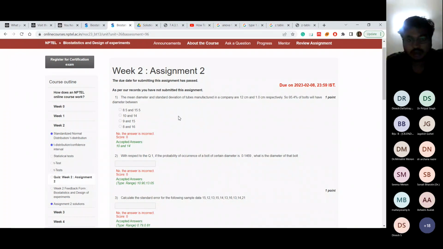Yes, sir. So the first question is: the mean diameter and standard deviation of tubes manufactured in a company are 12 centimeter and 1 centimeter respectively. So 95.4% of bolts will have a diameter between, and these are the options. So we know 95.4% of data falls under two standard deviations. The area of the curve under minus 2 sigma to 2 sigma is 95.4%. So all we need to do is subtract 2 standard deviations from the mean on both sides and we'll get a range. That is 12 minus 2 into 1 and 12 plus 2 into 1, which is 10 and 14.